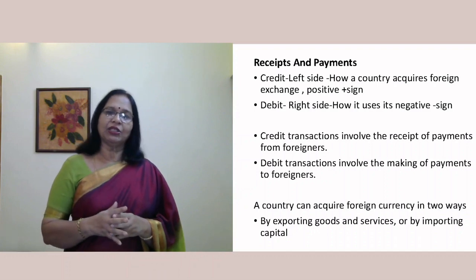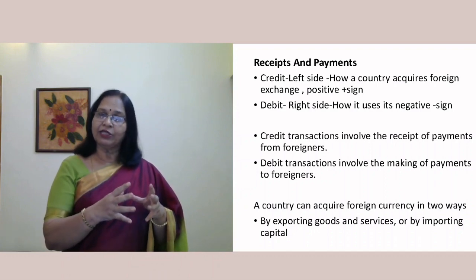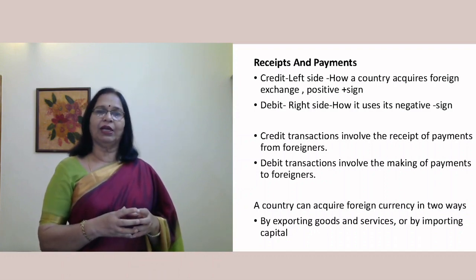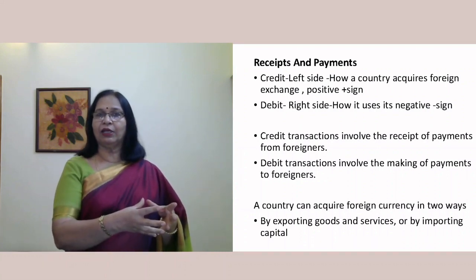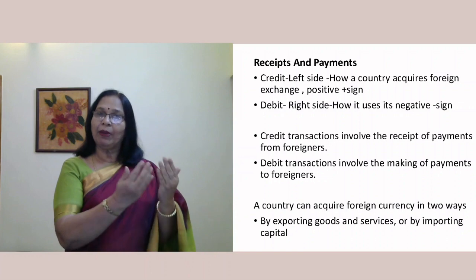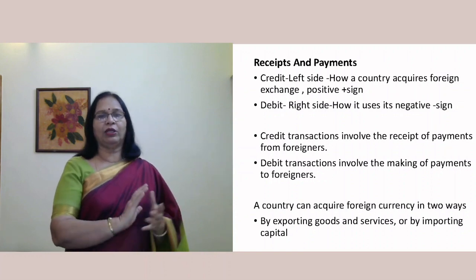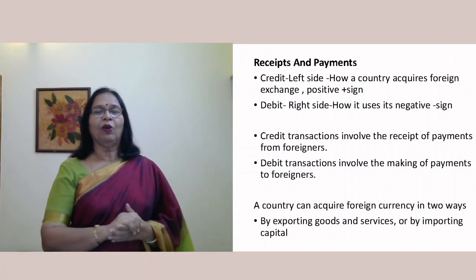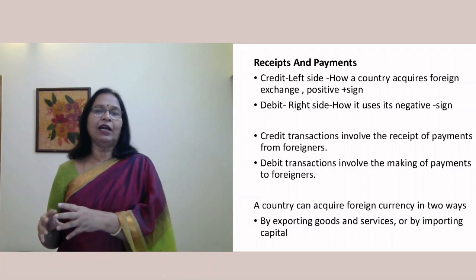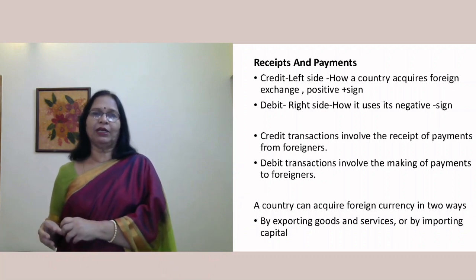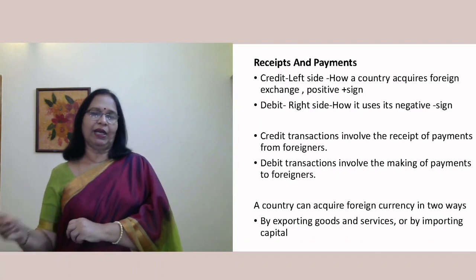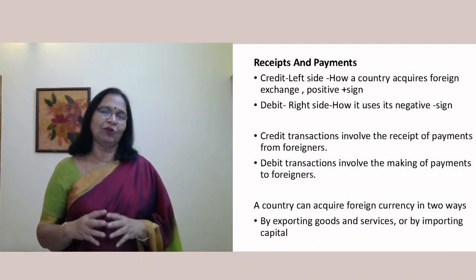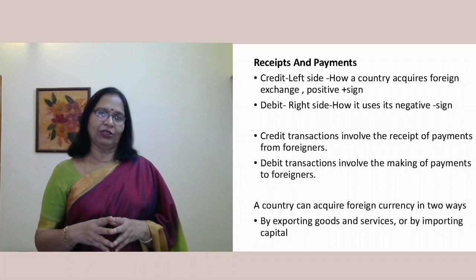Credit transactions involve the receipt of payments from other countries. That means if India has exported some goods to the other countries, then the payment due to India is called the credit item. Whereas when India has imported goods from other countries, we have to make payment to them, and that is called a debit item.